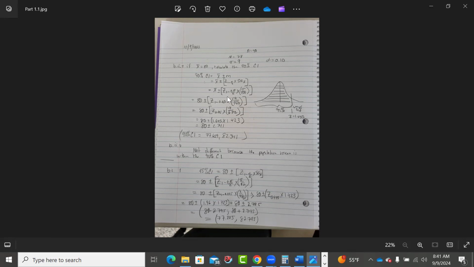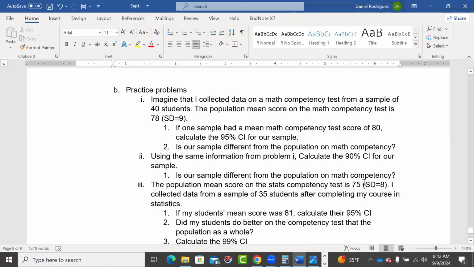So is this supposed population with a mean of 80 different from the true population? Well, our true population mean is 78, and 78 falls within this interval because 77.659 is just below it, and 82.341 is above it. So unfortunately, we cannot conclude that our sample differs from the population mean with 90 or 95% confidence intervals.